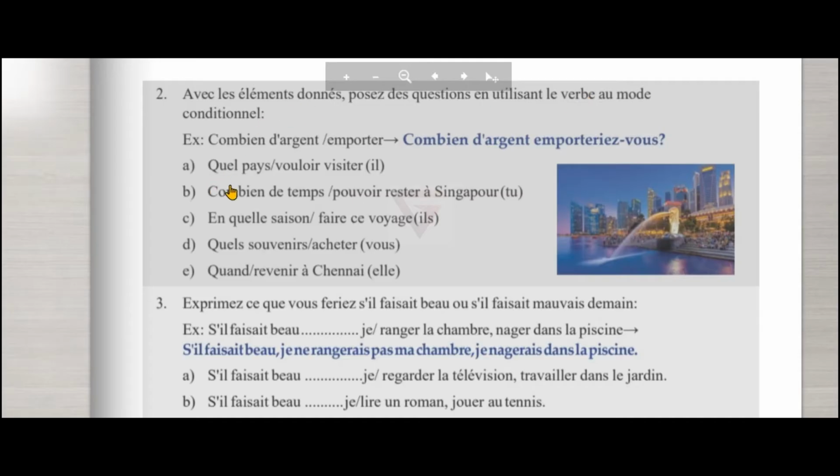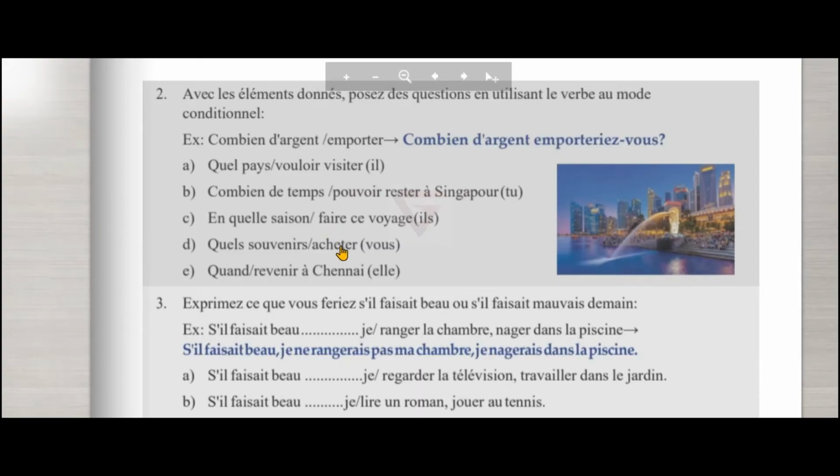Similarly here, quel pays, and here you have the verb as vouloir, and they have given you what subject you have to use. Now here, all of these verbs have irregular future tense. So you would have to memorize the future tense. For example, for vouloir, it's going to be VOUDR, followed by the ending for IL, which is AIT. And for pouvoir, it is POURR, followed by the ending for tu, which is AIS. For faire, it's going to be FER, followed by the ending for ILS, AIENT.